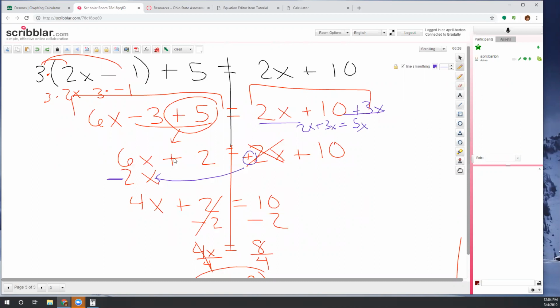But when you go to opposite sides, that's when you change the sign. So if it's all on the right, keep it the same. If it's moving to the opposite, change the sign. And then it's just your normal opposites after that.